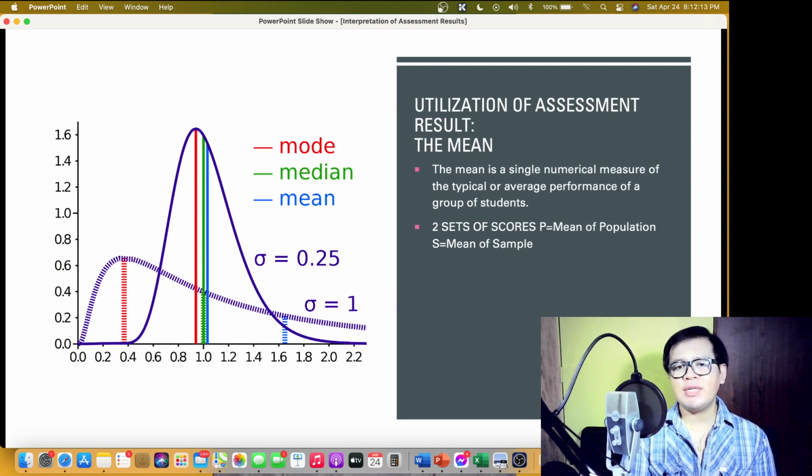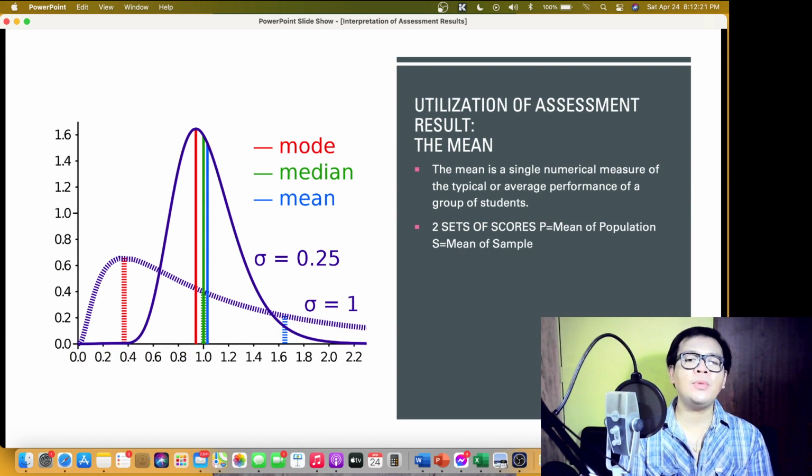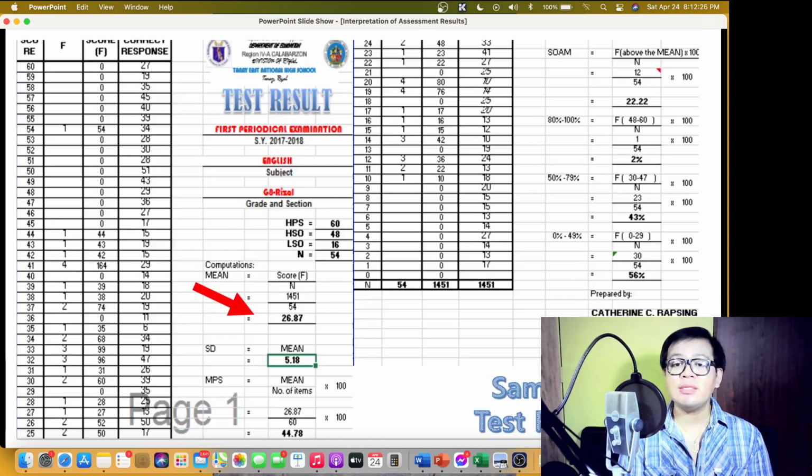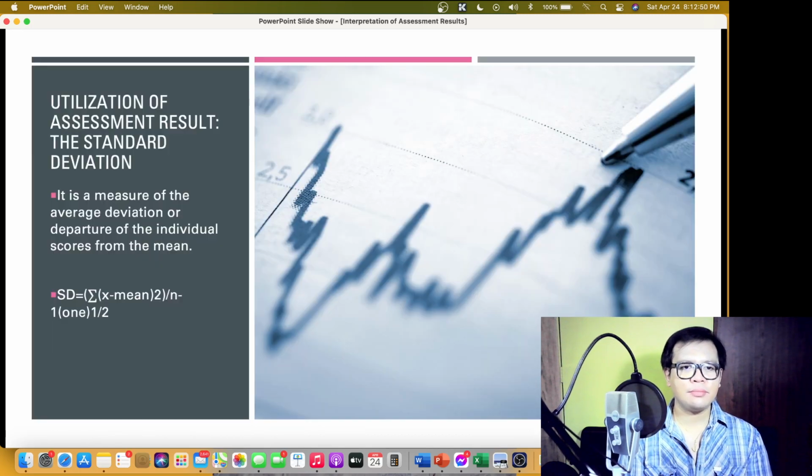So utilization of assessment result, which is the mean. The mean is a single numerical measure of a typical average performance of a group of students. So say for example, two sets of scores, mu is equivalent to the mean of the population and S means the sample size. So as you can see, here is a sample test result in which in the middle you can see there is a red arrow, that is the mean of the grade. So this is a very good example of a DepEd class record or an Excel file that is being utilized by one of the educators.